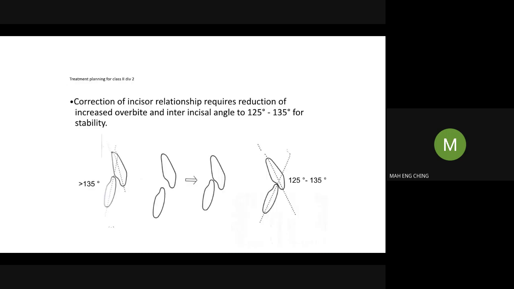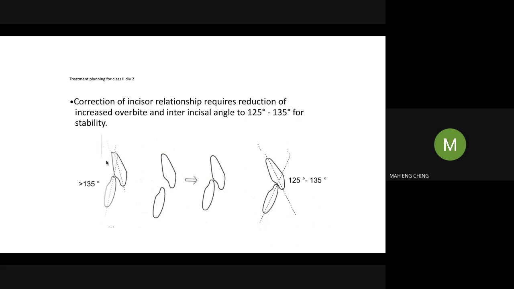So what's the treatment planning for class 2 division 2? We talked about the incisor angle just now, it should be about 134, 135. So this is considered the perfect angle. So the perfect angle will give a more stable result. So let's say if the angle is not correct, then the first thing we have to do is correct it to the perfect angle. So correction of the incisor relationship requires a reduction of the increased overbite and the incisor angle to 125 to 135 for stability.